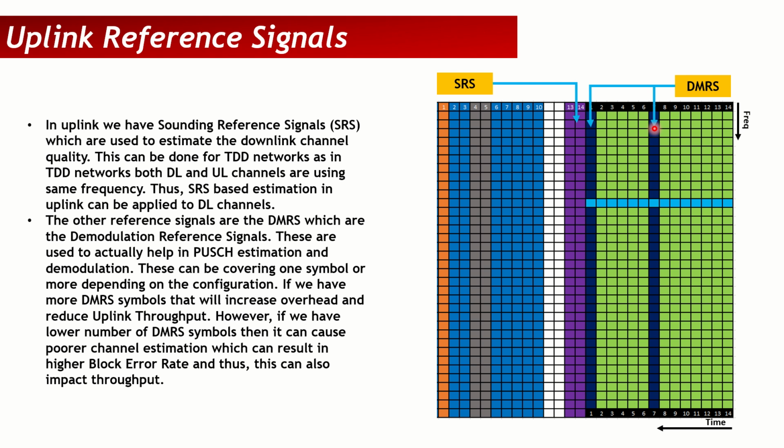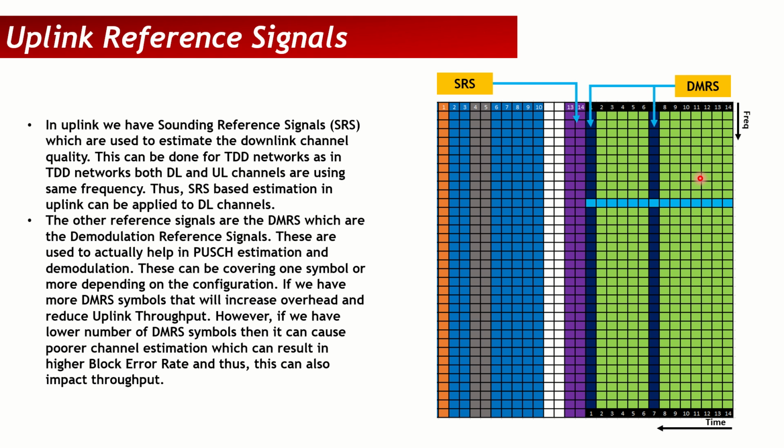Now, DMRS takes the full symbol over the whole bandwidth. That means it has a lot of overhead. If we have more DMRS, fewer data symbols are available for the PUSCH, and the PUSCH capacity will be reduced. If we have fewer DMRS, we have more PUSCH capacity, which means more uplink throughput. That means I can upload videos much more quickly, right?